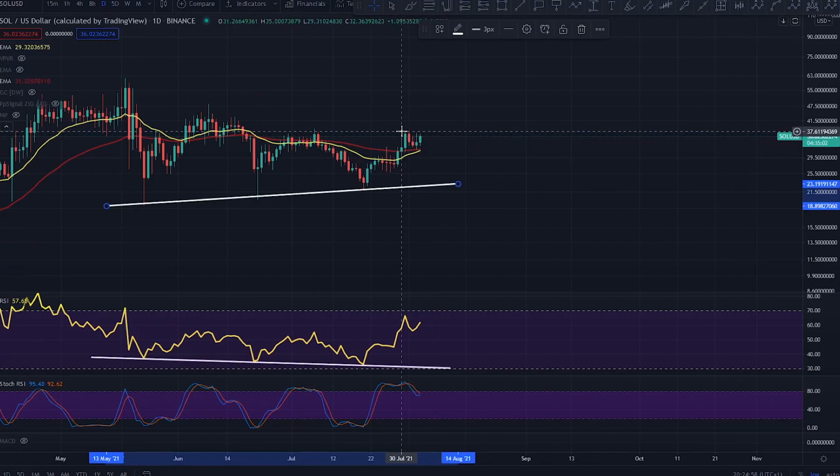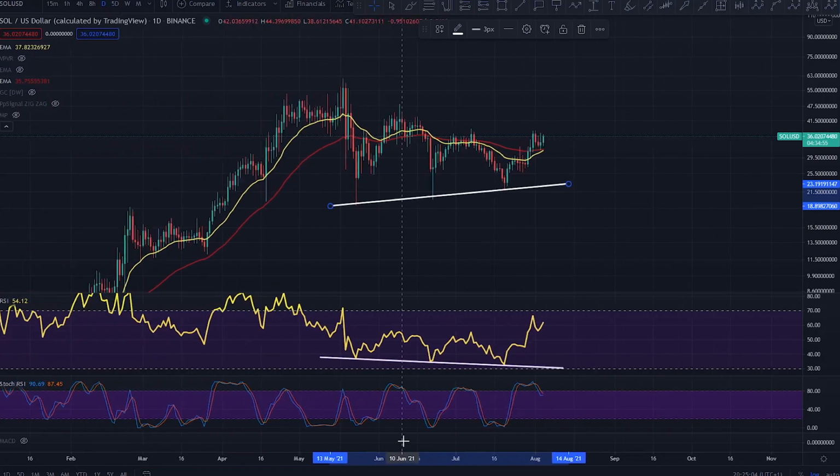So what you do need to see for SOL for continuation, obviously, it's just created a bit of a bull flag just there. I did post this on Twitter. You're above the EMAs. This is a daily time frame. So it's looking relatively healthy for continuation.